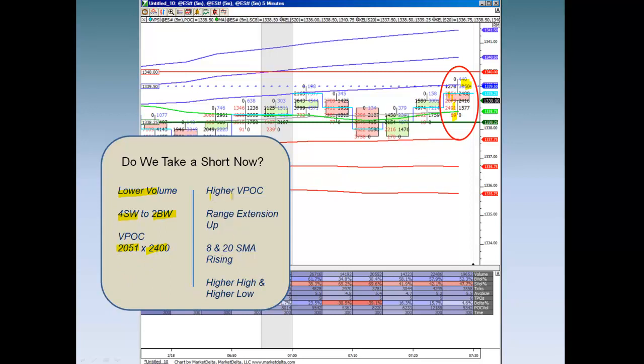And we have a higher volume POC, a range extension to the upside, 8 and 20 simple moving average rising, take a look at them, a higher high and a higher low on this bar. The information really does not give me a clear indication for a short, and I certainly, because of the resistance up above, would not be inclined to take a short. Remember, we're not in a trending market, we are in a non-trending market. So I would sit this one out and I would wait for a little bit more information. Let's see what happens when we go on to the next bar.